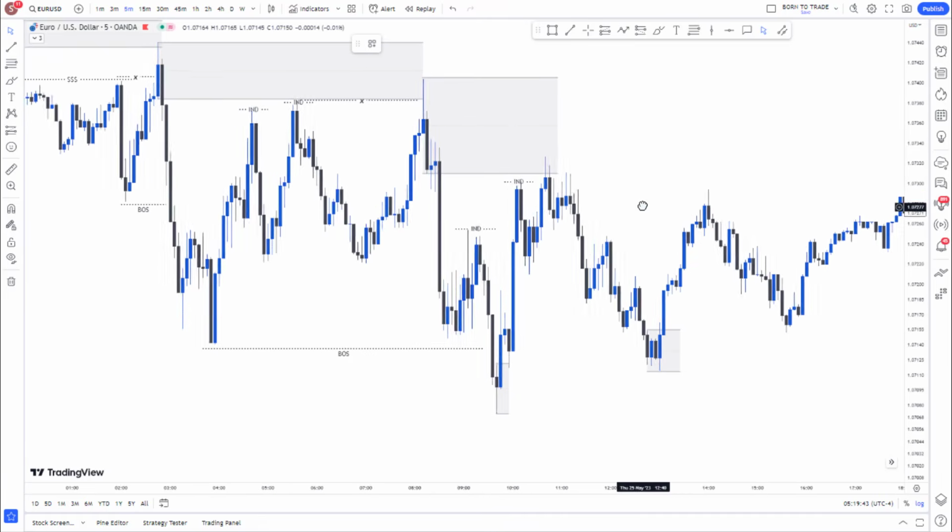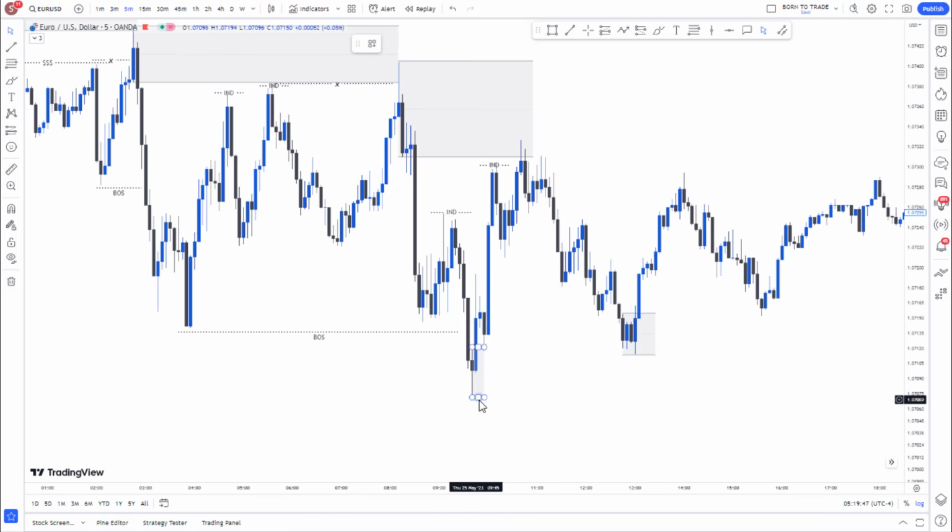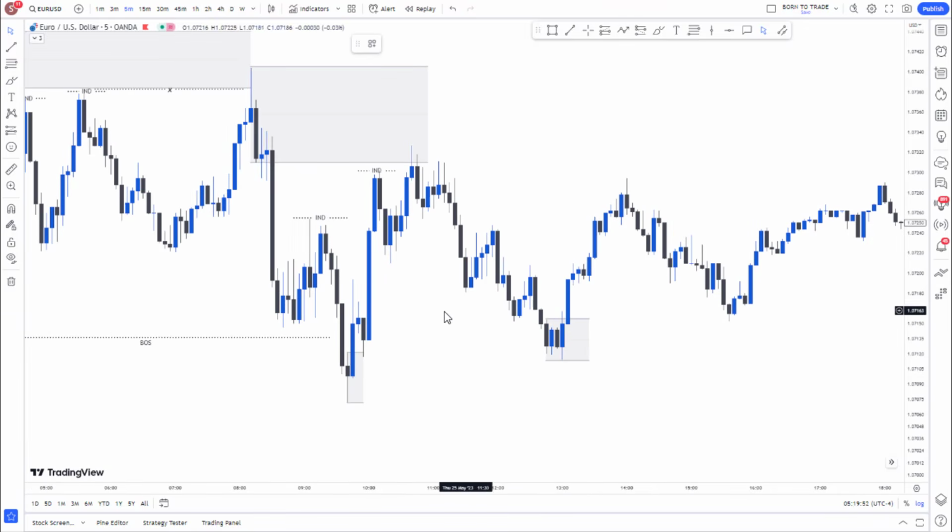So after here, what do we see? Price mitigates the zone, pushes to the downside, but we didn't actually see price breaking to the downside. But for the purpose of this video, I'm going to explain the internal structure and explain what happened right here, so you understand more about this inducement.